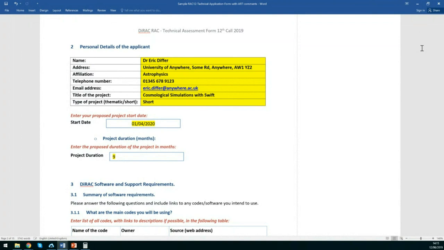Please provide a start date, and I should mention that the technical application form as of a week ago would have been missing those two boxes. Can you please go and download the current application form? And also, you need to put the duration of your project, and that is in months. Please don't use weeks. It will be rounded down or up to a month.